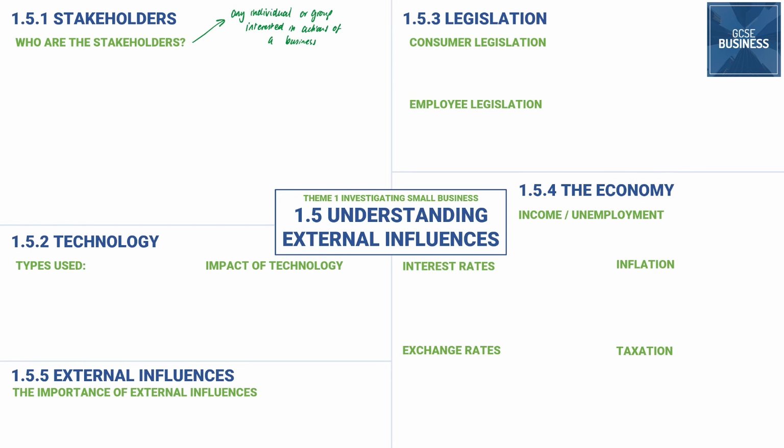The main thing to consider here is why are they interested in the business activities? What do they want from the business? What are their priorities? And then potentially what could their conflicts be as well? So we're looking at our stakeholders. We're going to put them on two sides here. We've got internal on the left and external on the right.